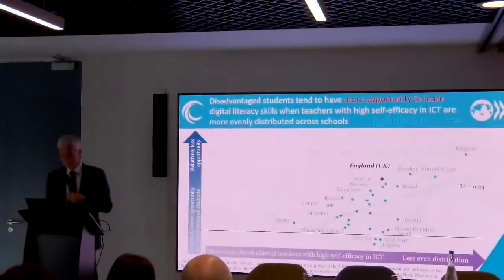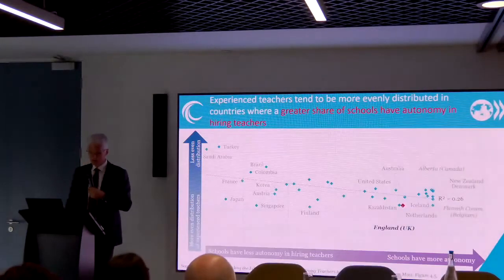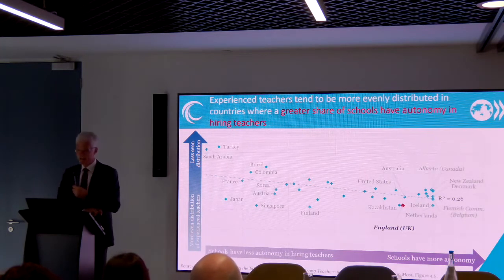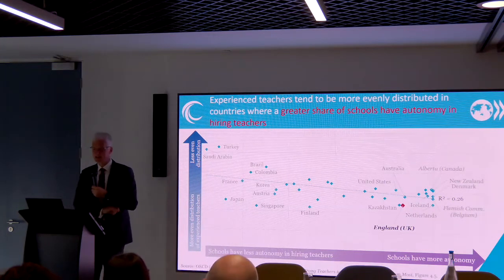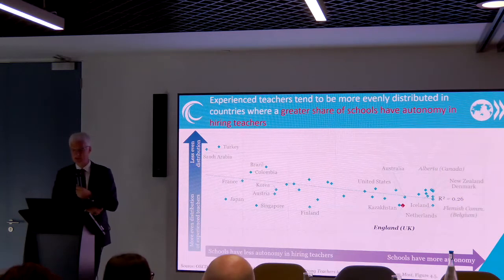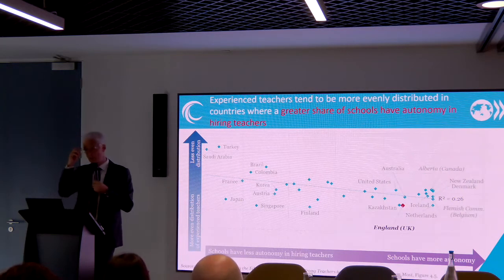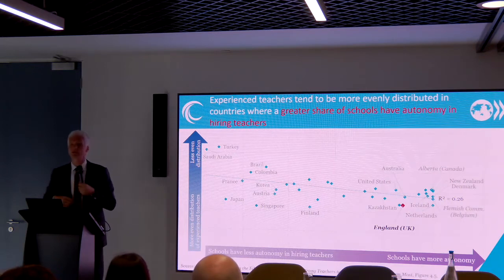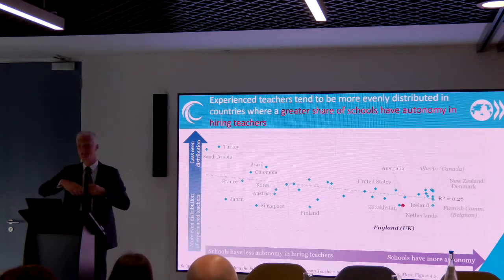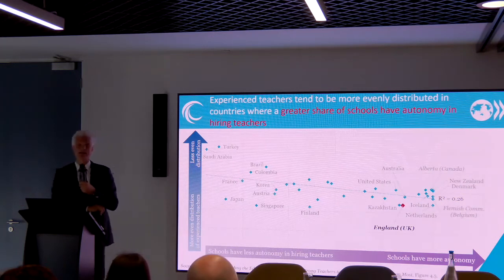I leave you with the chart that is hardest to understand. We see that experienced teachers are more evenly distributed in countries where there is a greater degree of school autonomy. Some people would have predicted the opposite. You give schools a lot of flexibility in hiring their own teachers, and then the great schools are going to attract the best teachers, and there will be a more uneven distribution of teachers.